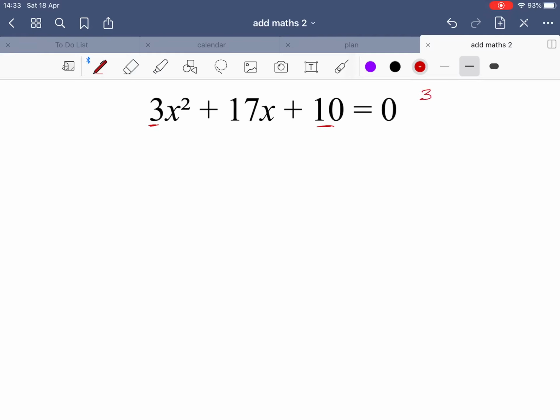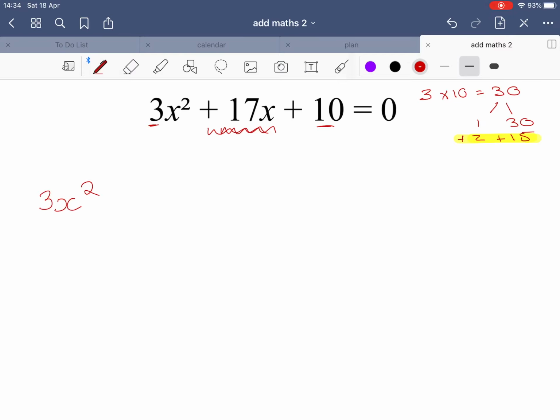So I want to do 3 times 10. So 3 times 10 is 30. I need factors of 30 that add up to make positive 17. So I could do 1 and 30, nope. 2 and 15, yeah, so it's 2 and 15. So I need to make positive 17. They're positive 10 on the end, so they need to both be positive.